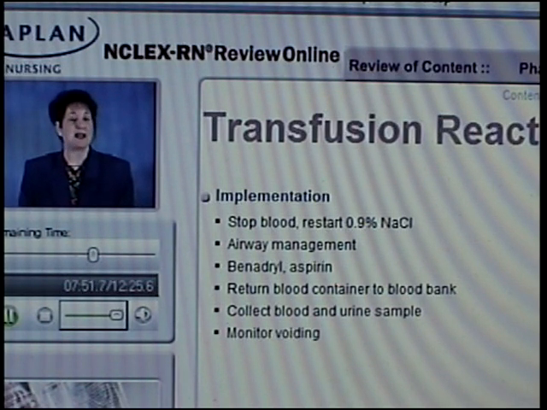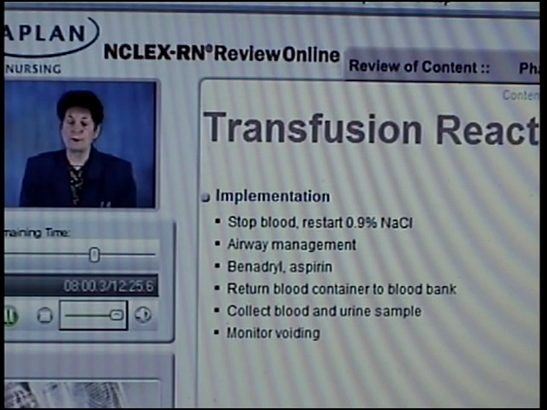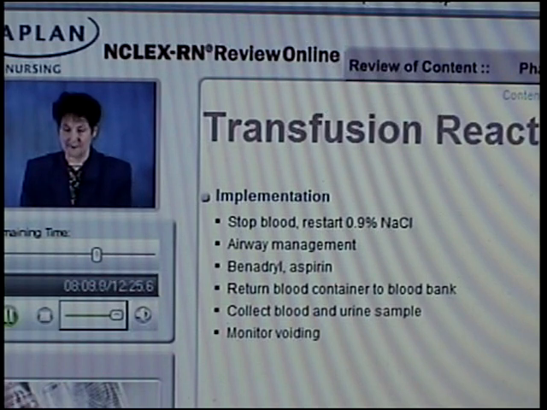Again, the biggest thing, and frequently tested on the NCLEX, is you should know the signs and symptoms of the transfusion reactions, and the most common question is what should you do? Stop the blood, restart the normal saline, and then do a thorough assessment of your patient beginning with their airway.